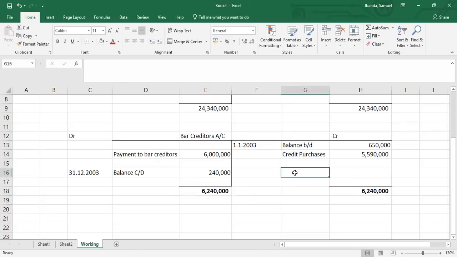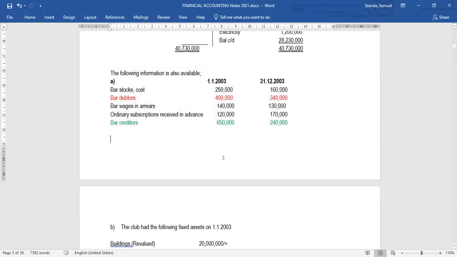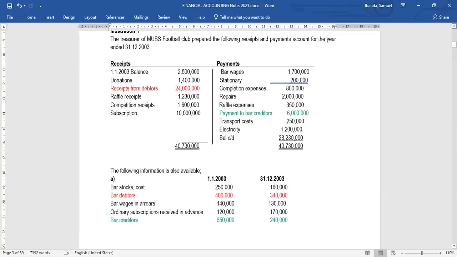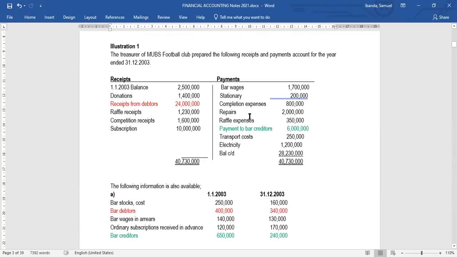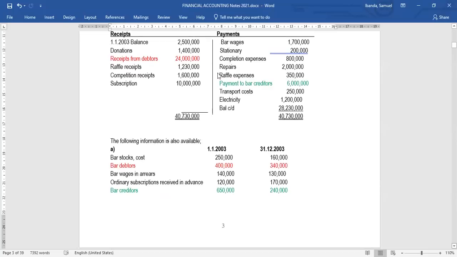5,590,000. So those are basically my credit purchases. Now, if I look through the question and I don't see any other purchases that they are indicating, because if I found credit purchases, my aim is to see, do I have any cash purchases? Now, if I had any cash purchases, I would still find them in the receipts and payments, because that is where they would be best.